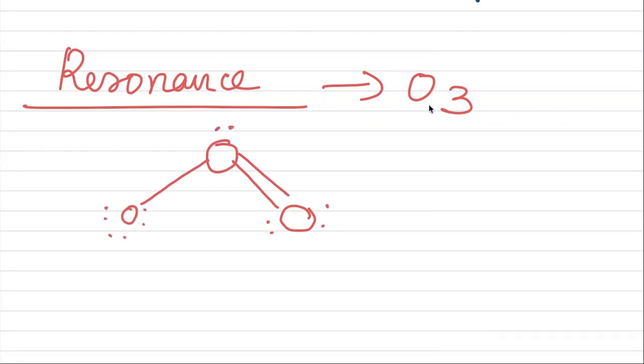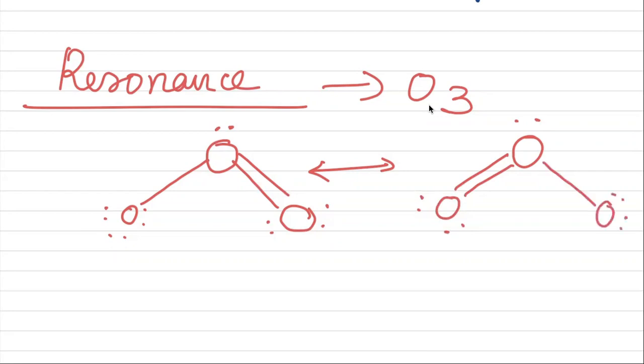The central atom will have one lone pair of electrons, and this atom has two, and this atom has three. We can draw the structure like this also. Yes or no?